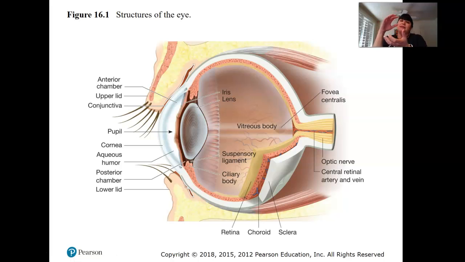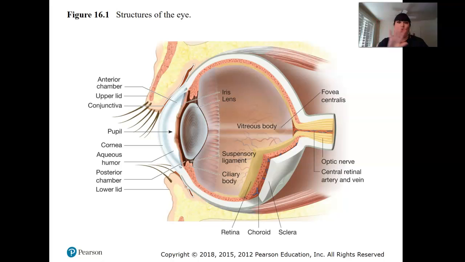Now, the eye has an anterior chamber and a posterior chamber. So if you look here, anterior chamber, and if you look here, posterior chamber. And they are divided by the lens. Here's this lens, okay? What does the lens do? The lens helps focus the eye. Okay. So how do things work?